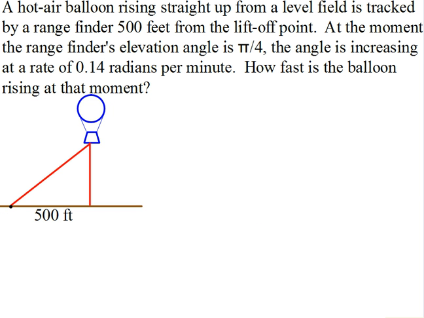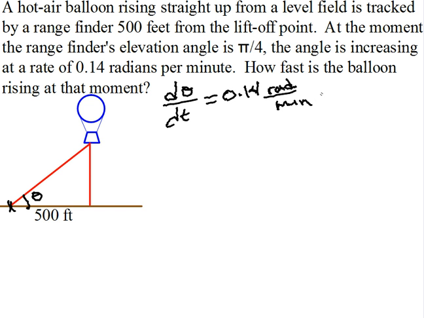Let's say we have a hot air balloon that's rising straight up from a level field, and it's tracked by a rangefinder 500 feet from the liftoff point. So we have a rangefinder right over here, and it's 500 feet from where the balloon lifts off. At the moment, the angle of elevation, theta, is pi over 4. The angle is increasing at a rate of 0.14 radians per minute. So this is telling us d theta/dt is 0.14 radians per minute.